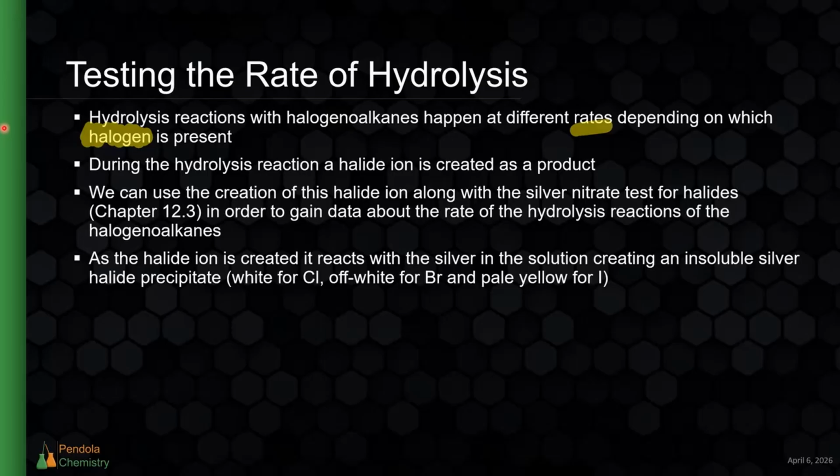reaction of the halogens with silver ions. We learned that when you combine a halide ion with a silver ion in solution, and we'll put X minus here, the resulting compound, the silver halide that's created, is going to be solid. It's going to be a precipitate. So we can use that to our advantage and combine organic chemistry with inorganic chemistry.